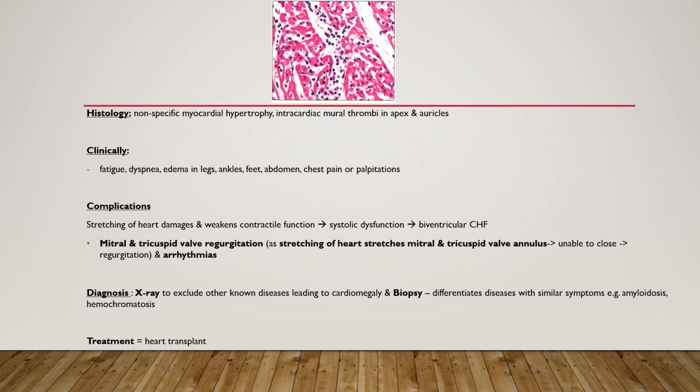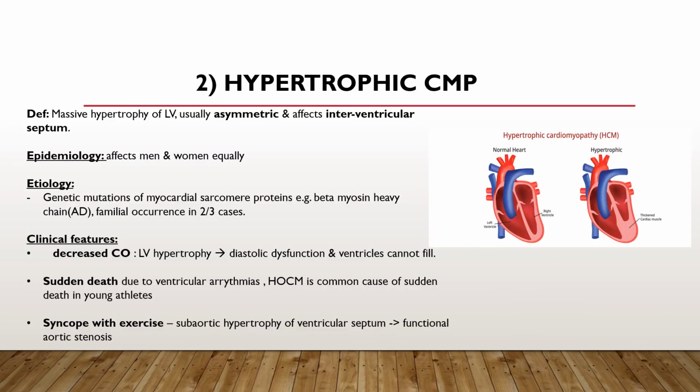This is another complication, and that's because as the heart is stretching, it's also stretching the valves. So in this case, the mitral and tricuspid valve annulus, that ring, is going to stretch and be unable to close, and that leads to regurgitation as well as arrhythmias. Diagnosis is with X-ray as well as biopsy, and for treatment, patients typically would require a heart transplant.